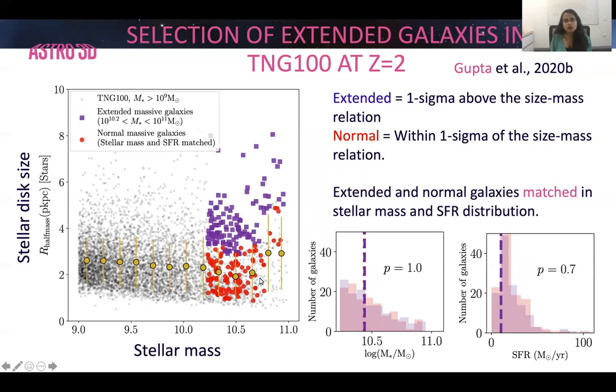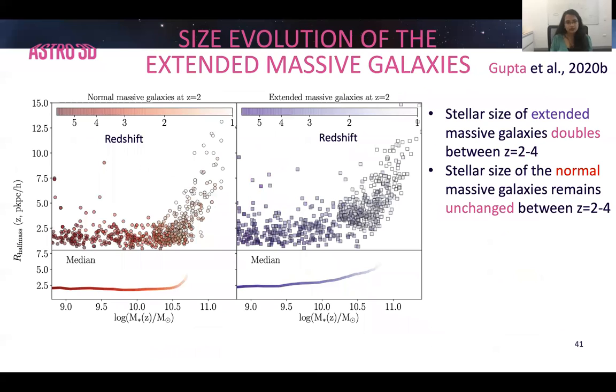Also, to account for the changes in the stellar mass or the star formation rates between the two samples, we match these two distributions to the T. Basically, at redshift of 2, the stellar mass and the star formation rate distributions of these two populations are exactly the same. So any differences in the two populations have to be driven by something else. Right. So now we have selected our galaxies at redshift of 2, extended and normal size. What we can do is track these galaxies back in time and see how the sizes and the stellar mass of these galaxies evolved differently and when they evolved differently. And this is exactly what is shown on this plot.